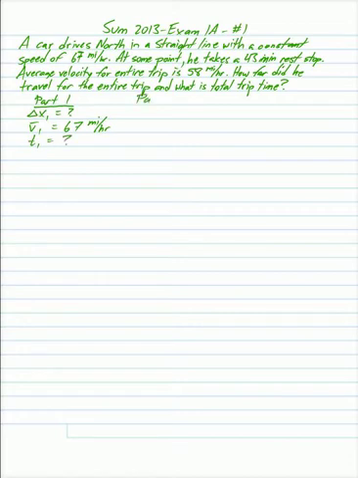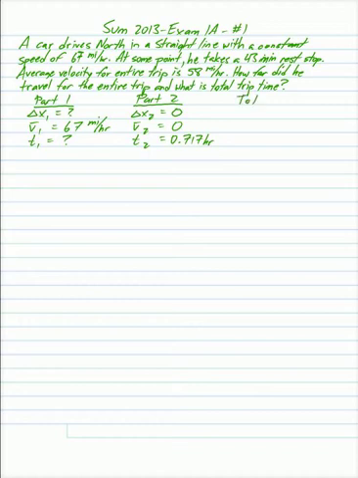Part 2 of the trip will be the part during which he is stopped, and that's delta x2, which is 0 because he's stopped, v bar 2, which is 0 because he's stopped, and then t2, which works out to be 0.717 hours if you convert 43 minutes into hours.